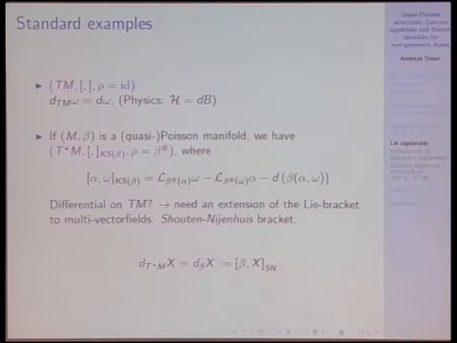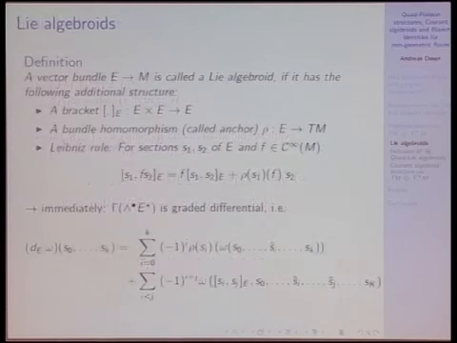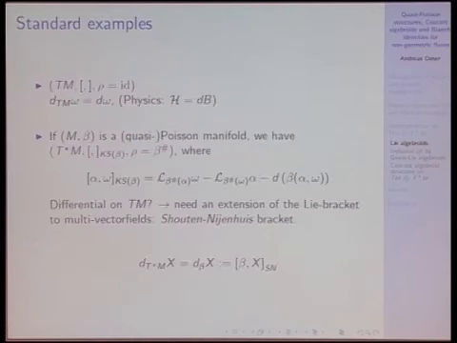So let me give some examples of the structure. The easiest one is the tangent bundle itself with a Lie bracket. And as an anchor, we take just the identity. And the differential, which I mentioned before, is then really just the definition of the usual de Rham differential. So for example, the H flux in physics is just the de Rham differential of the B field.